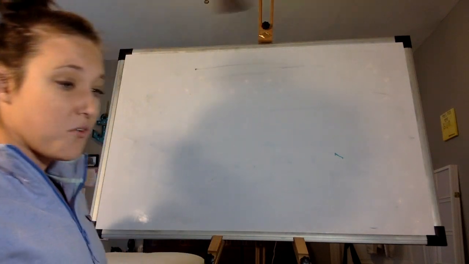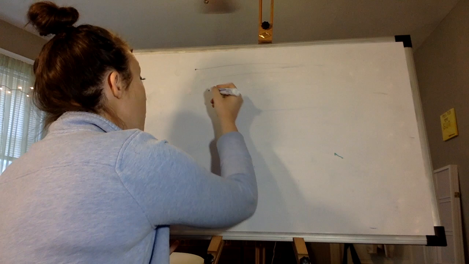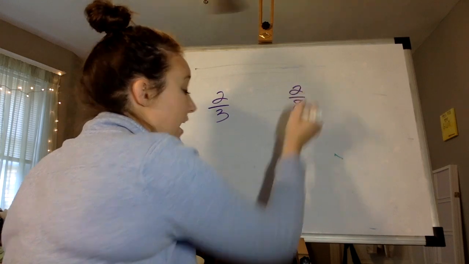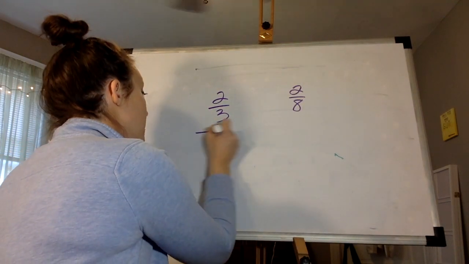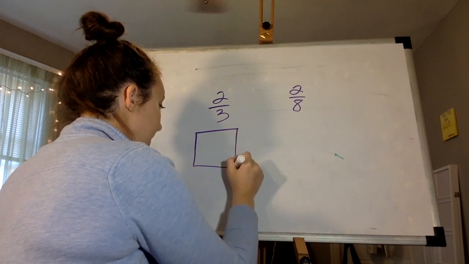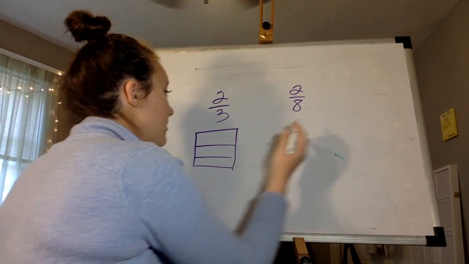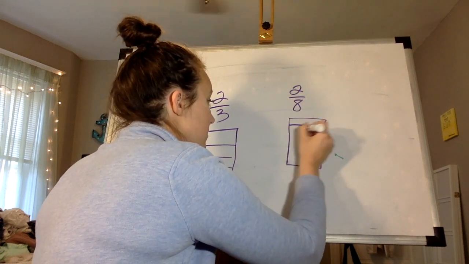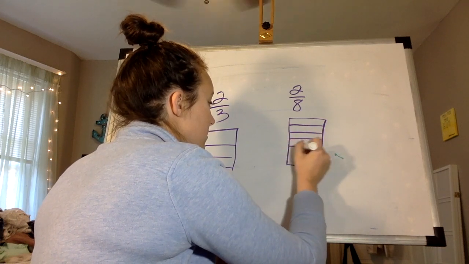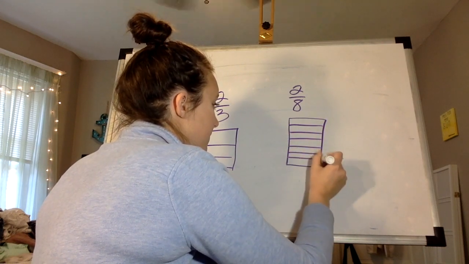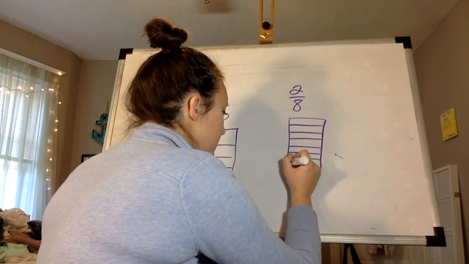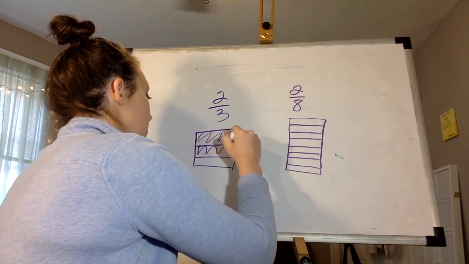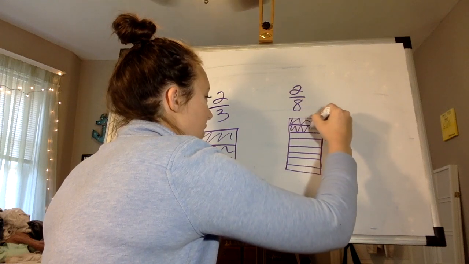So 2/3 and 2/8. All right, well, one strategy I know to compare my fractions 2/3 and 2/8 is to draw a picture. So that's exactly what I'm going to do. I'm going to divide this into thirds and this into eighths. Three, 4, 5, 6, 7. We'll draw another little guy down there for eighths. Okay. And then I'm going to shade in 2 thirds and I will shade in 2 eighths.